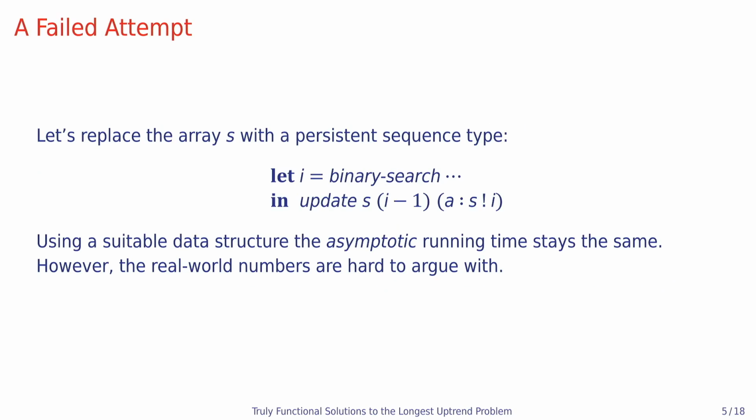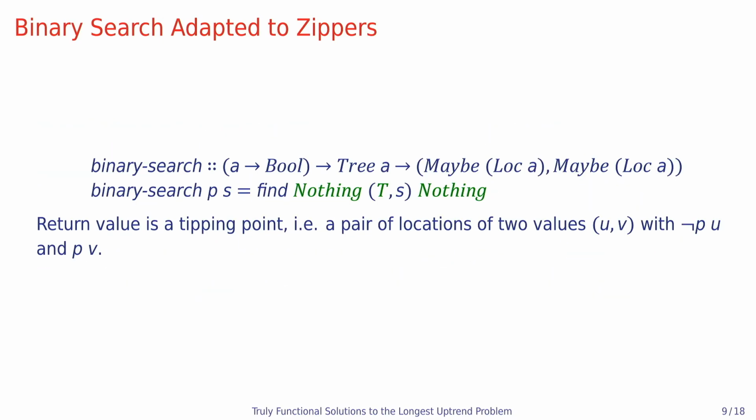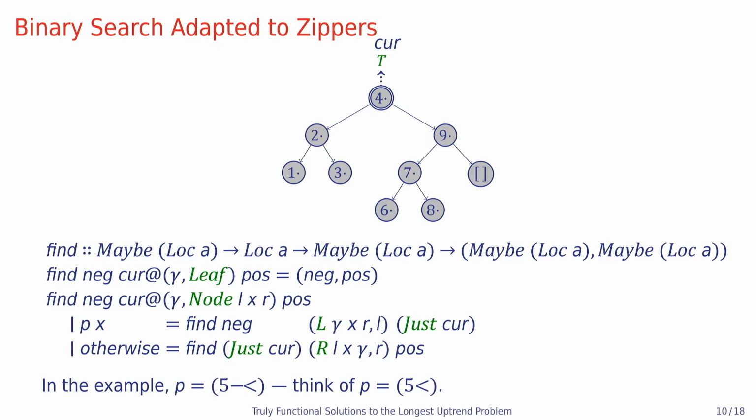You know, here, as I said, we use the positions i and i minus 1 to perform a lookup and an update. So actually we, using integers, obfuscated the fact that we move inside the tree. So actually we have 2 locations, not 1, and binary search returns both locations, a tipping point, and now the binary search is implemented by a worker function, find.